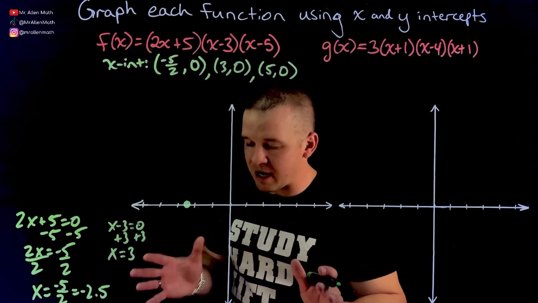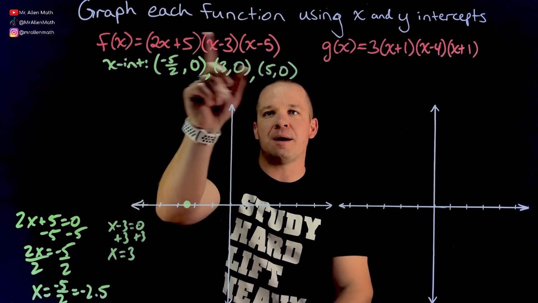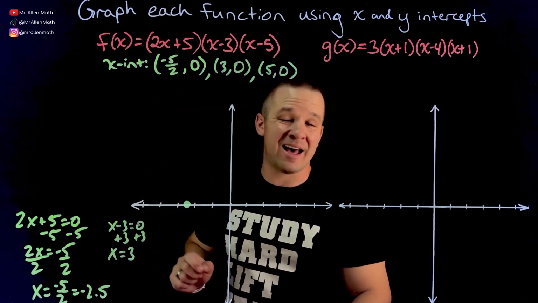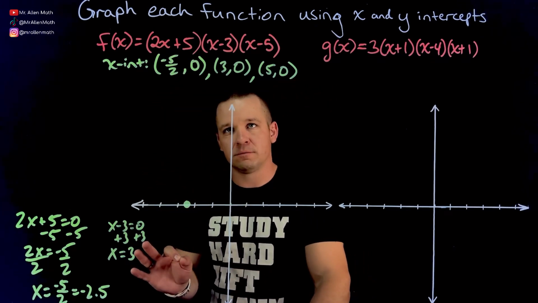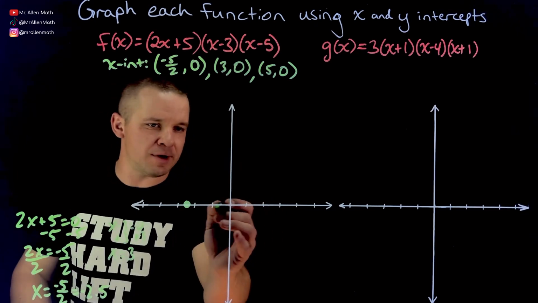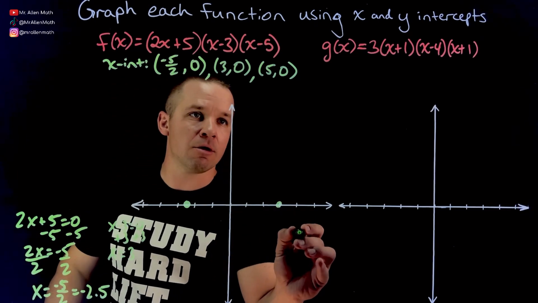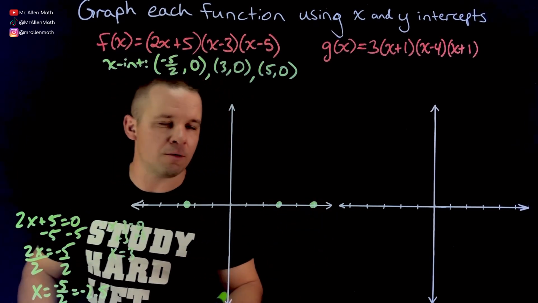But again, I stress to you guys, don't just think it's just the opposite sign, because that will get you screwed up on that one right there. Be very, very careful. Okay. So we've got our other two x-intercepts. We got 3, 0, and then 5, 0. Woo, almost ran out of room.